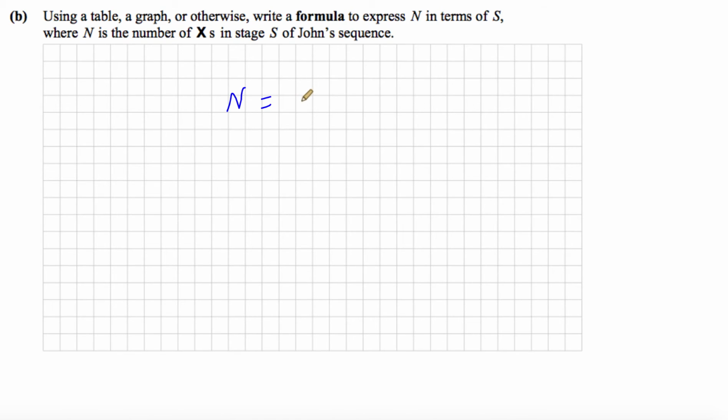So we can see that n will always be the 4 plus 3 multiplied by whatever stage we're at. So if we write that in short, the number n, the number of x's, is equal to the original 4 x's plus 3 multiplied by the stage of the sequence that we're at. So n is equal to 4 plus 3s.